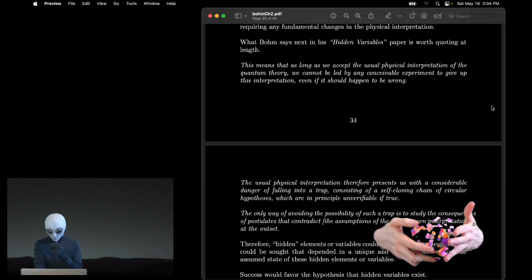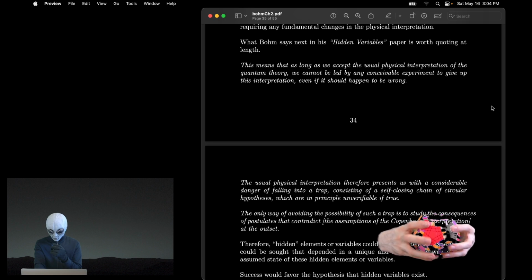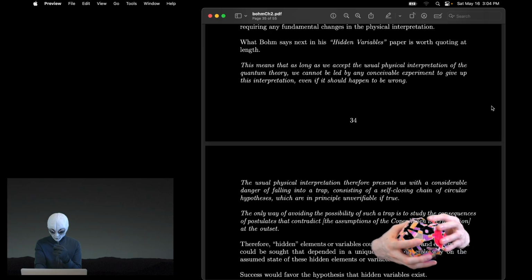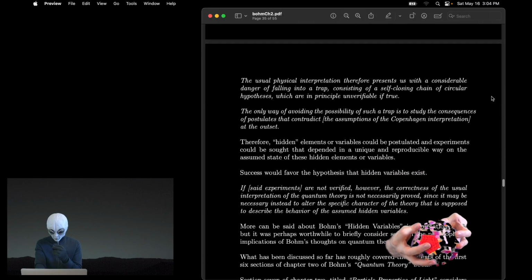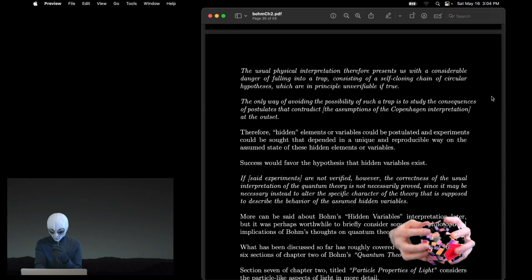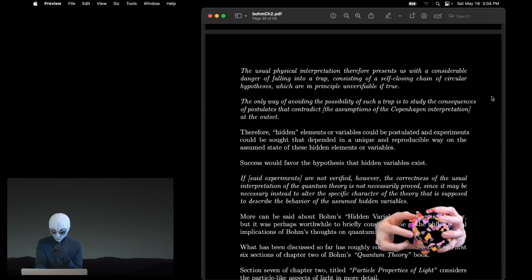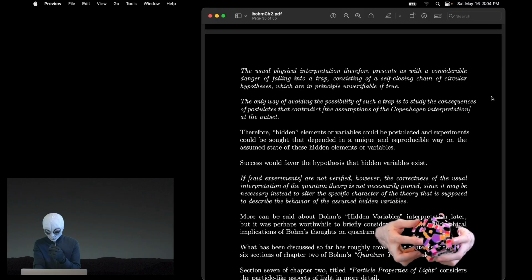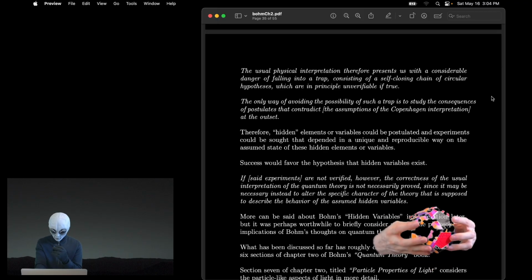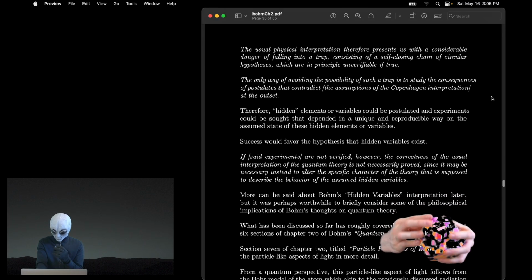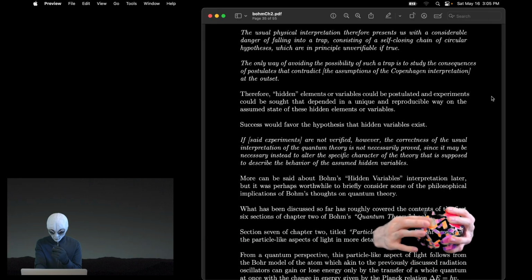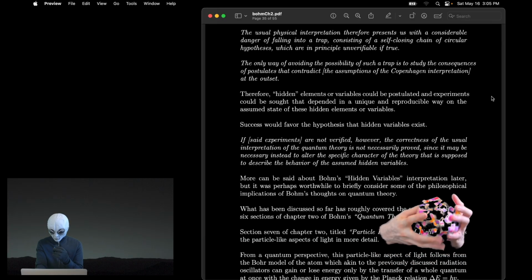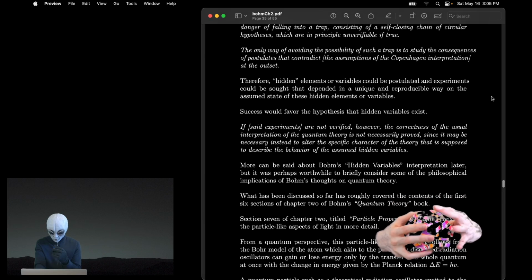This means that as long as we accept the usual physical interpretation of the quantum theory, we cannot be led by any conceivable experiment to give up this interpretation, even if it should happen to be wrong. The usual physical interpretation therefore presents us with considerable danger of falling into a trap consisting of a self-closing chain of circular hypotheses which are in principle unverifiable if true. The only way of avoiding the possibility of such a trap is to study the consequences of postulates that contradict the assumptions of the Copenhagen interpretation at the outset.